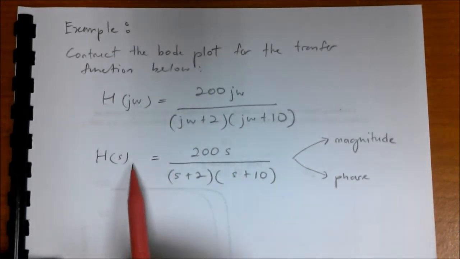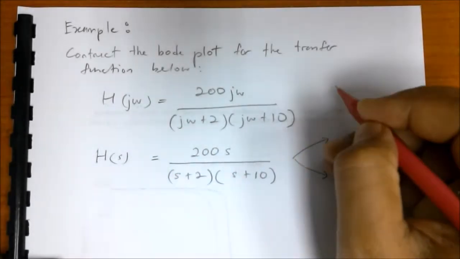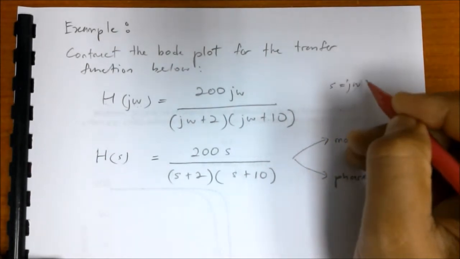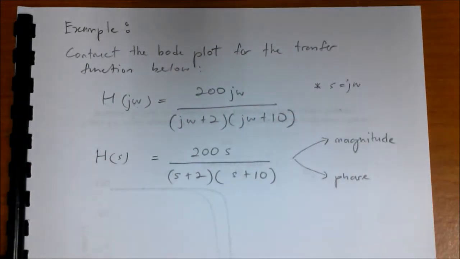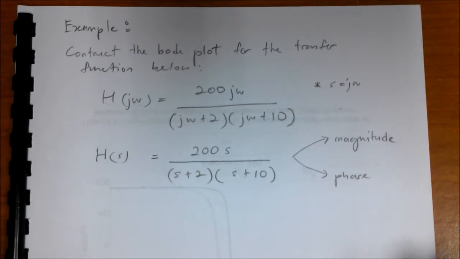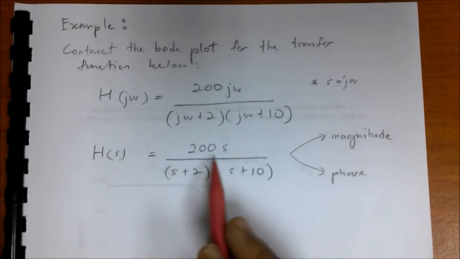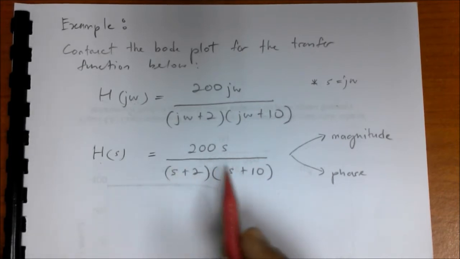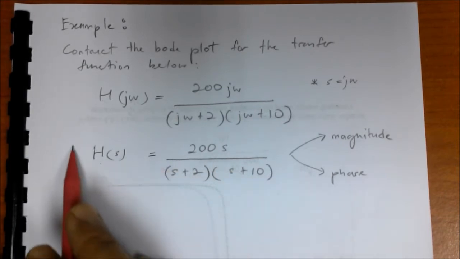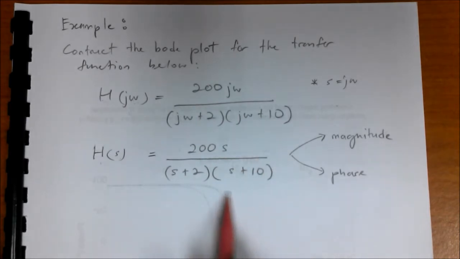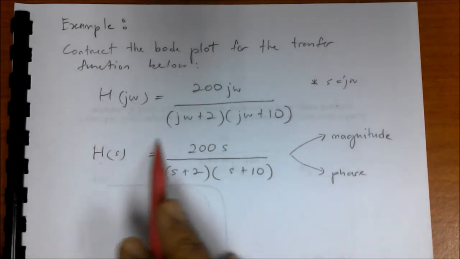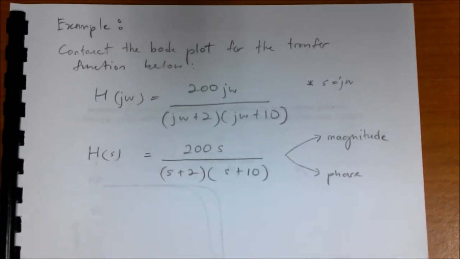Now if somehow you are not used to seeing jω in a transfer function, you may just replace jω with s. So here s equals jω. It's basically the same, and here H(s) equals 200s over (s plus 2)(s plus 10). This probably looks less complicated. All right, so let's look at how we can draw the Bode plot for this transfer function.